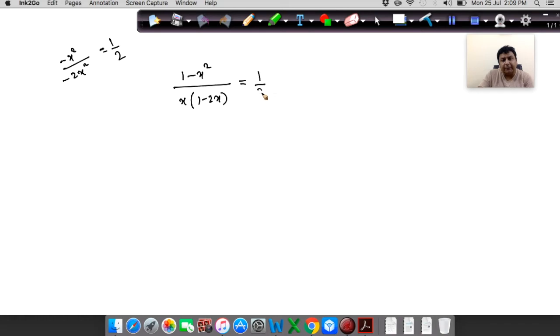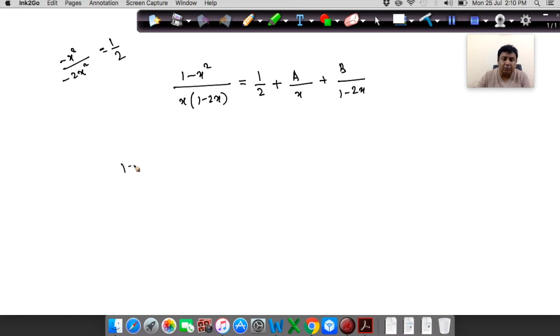So you get half. Now the rest of the things you can split with partial fractions: A upon x plus B upon 1 minus 2x. And then you carry on the normal way. So this actually simplified the whole process. Otherwise it's a very nice tough sum. That's why it's important. If you do long division, you'll end up getting half.